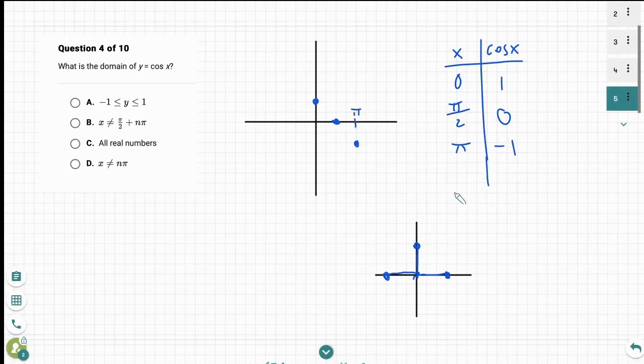And then what about 3 pi over 2? That one would be... And then what about 2 pi? That would go back to being 1. Yeah, good.